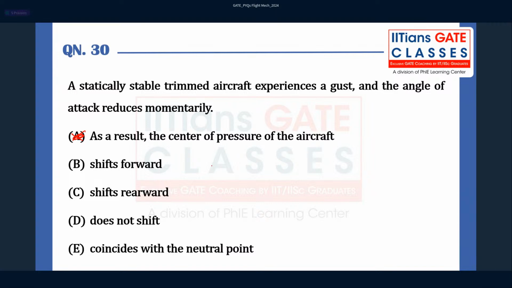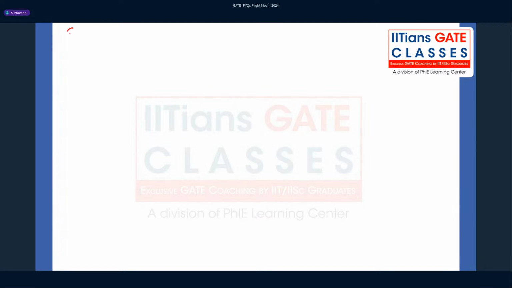Let's try to do this. Let's say you have this CP. CP is the center of pressure, in which the net resultant lift and drag act. This lift and this drag. We have AC and CG, but let's forget that for now.